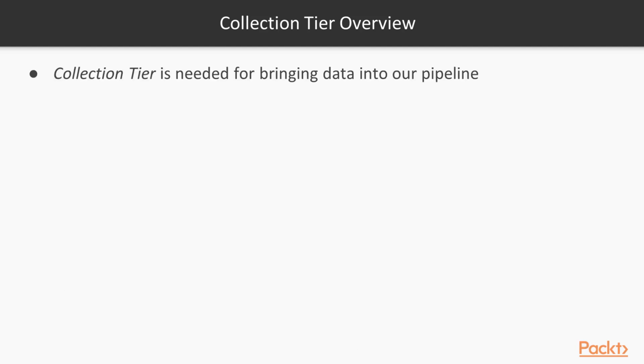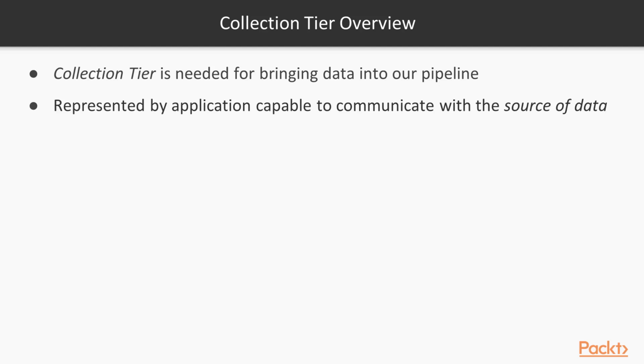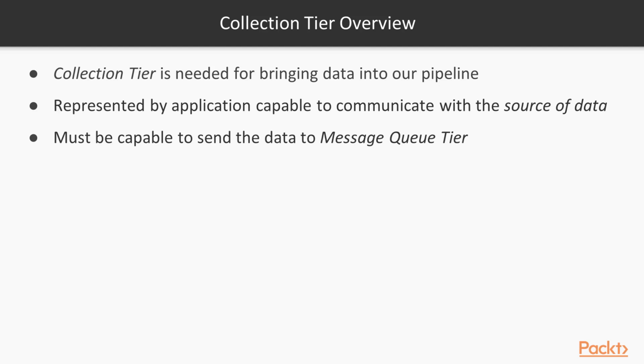If we try to put our diagram in words, we can say that the collection tier is needed for bringing data into our pipeline. So the collection tier is actually an application capable of communicating with the source of data via a streaming data API. In our case, we will write a Spring Boot application that uses the Spring WebSocket API to communicate with the Meetup RSVP WebSocket endpoint. After ingesting the data via the push or pull mechanism, the collection tier application must be capable of sending the data to the message queuing tier. In our case, we have to rely on the push mechanism, since the Meetup RSVP endpoint is push only.